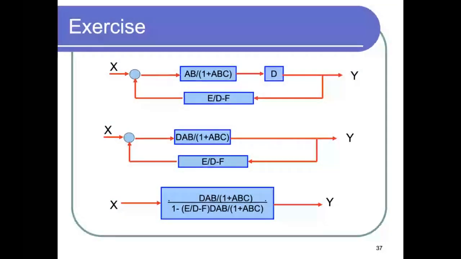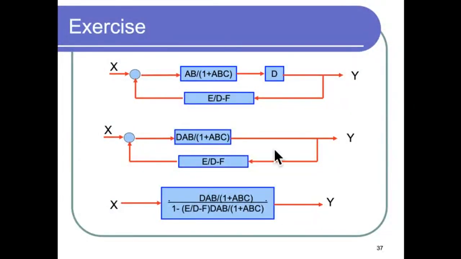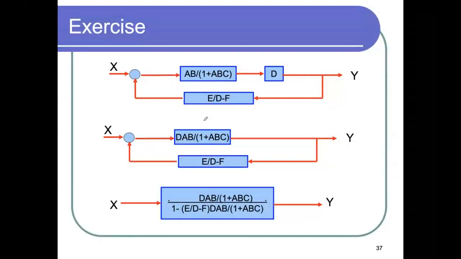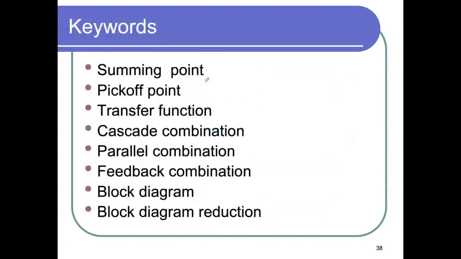You will have D over B, DAB over 1 plus ABC over 1 minus blah blah blah divided by 1 plus ABC. So these might look a little bit ugly, but the idea is easy. The idea is just to apply simple rules with simple steps in order to get one transfer function representing everything we care about for this system.